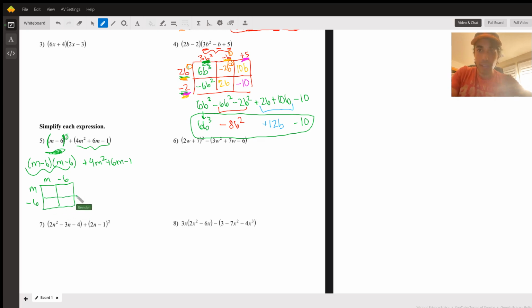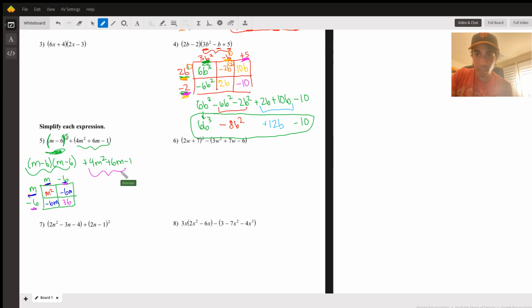All right, so we got m times m. M times m is m squared. And then you've got m times negative 6 is negative 6m. Same thing over here, negative 6 times m is negative 6m. And then you've got a negative 6 times negative 6 is a positive 36. All right, so we're going to rewrite it. Combine all the like terms.